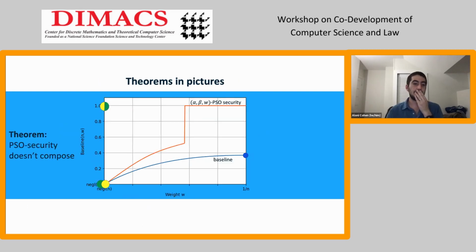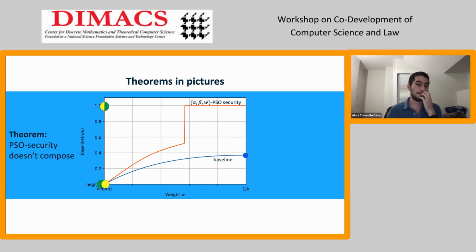Oh, wrong way. So one theorem is that predicate security, PSO security doesn't compose. So in pictures, it means that there are mechanisms that satisfy PSO security, where you can guarantee that the best attacks are way down here. But if you use both the mechanisms together, then you can get attacks way up here. So PSO security doesn't compose twice.